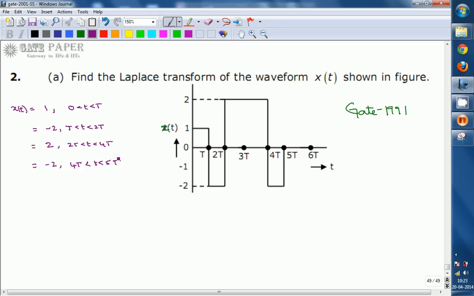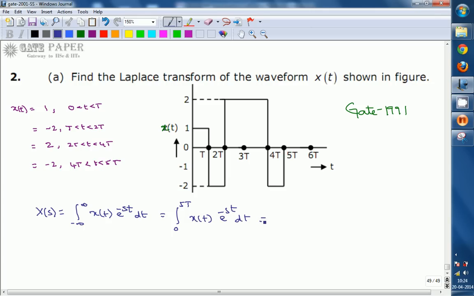Now we need to find the Laplace transform for this. The Laplace transform of this signal x of t is obtained by taking the expression X of s equals the integral from minus infinity to infinity of x of t into e power minus st dt. Here we have the limits from 0 to 5 capital T, so over the limit 0 to 5T, x of t into e power minus st dt.